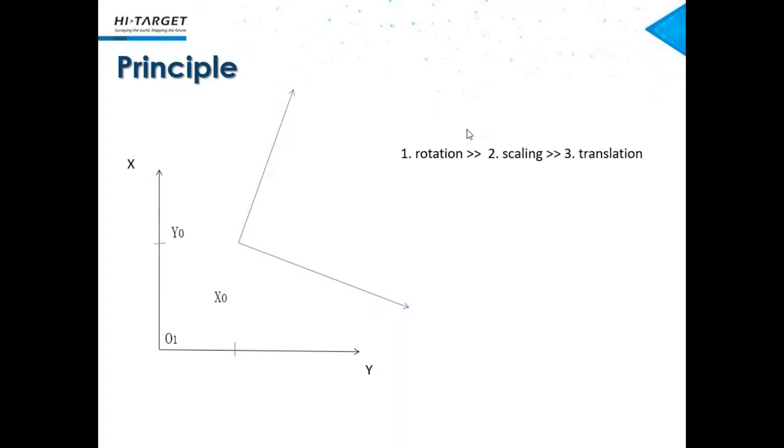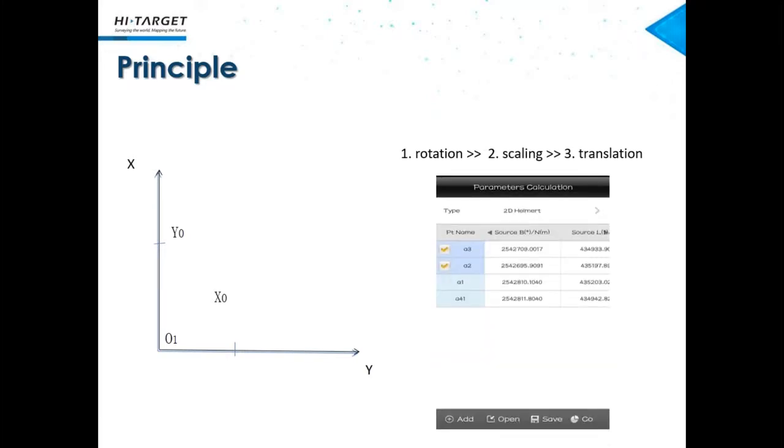Our coordinate system will have 3 steps to move. First is rotation, second, scaling, third, translation, and it should move in two directions. And in Hi-Target, you just need to use two known points, two control points, to calculate the parameters. This function is used for small projects, small areas, for example, 2 kilometers by 2 kilometers, and you will get good accuracy.